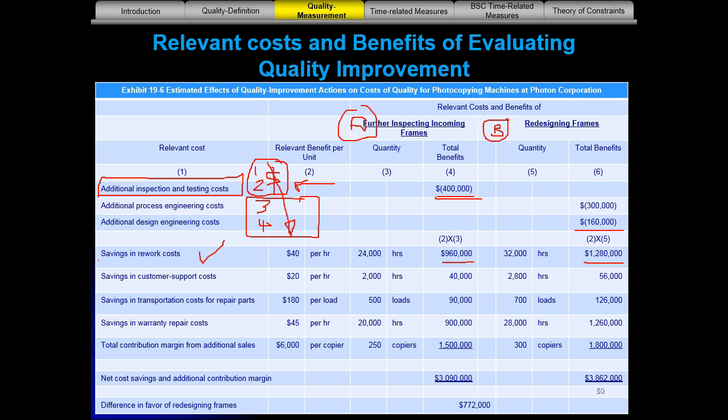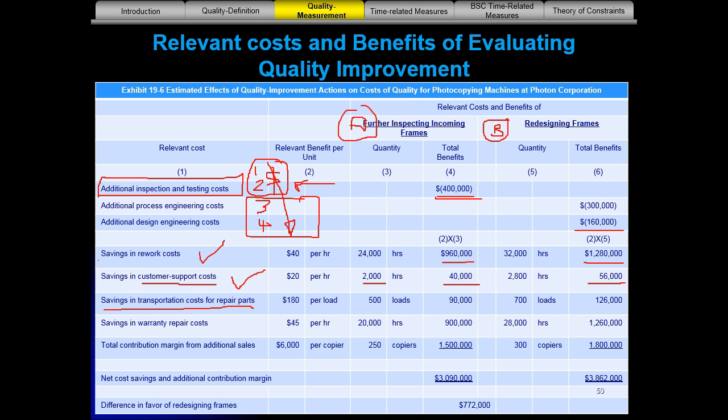Let's go for option A again. We have savings in customer support costs. We are saving $40,000. For option B, we're saving $56,000. Basically, it is the amount per hour multiplied by the hours that we are saving. Customers are no longer complaining or needing extra support. Why? Because there's less defects with the copiers.